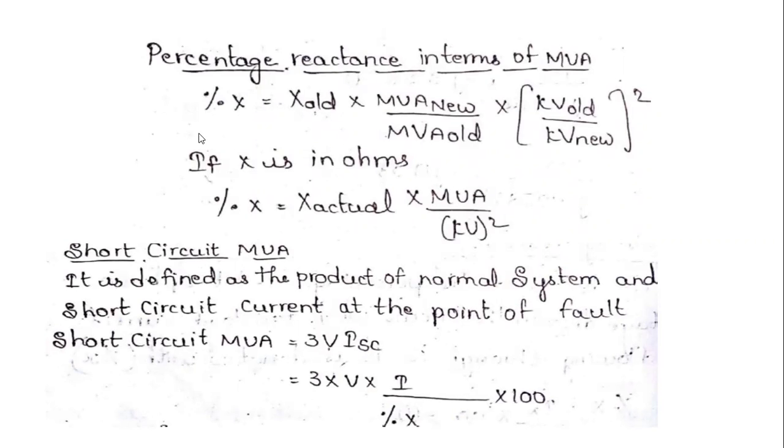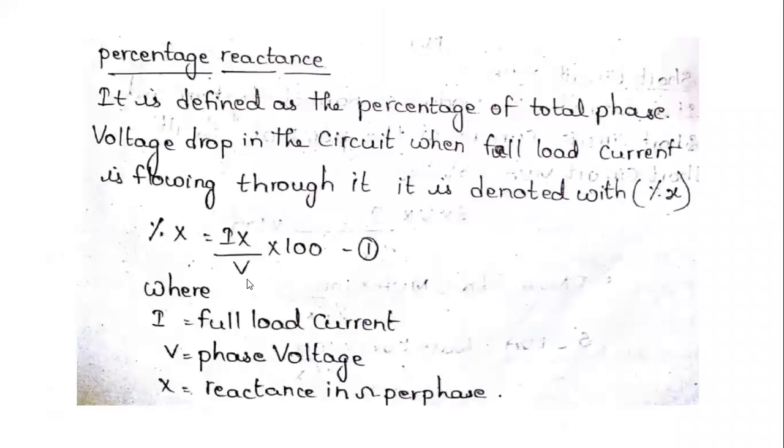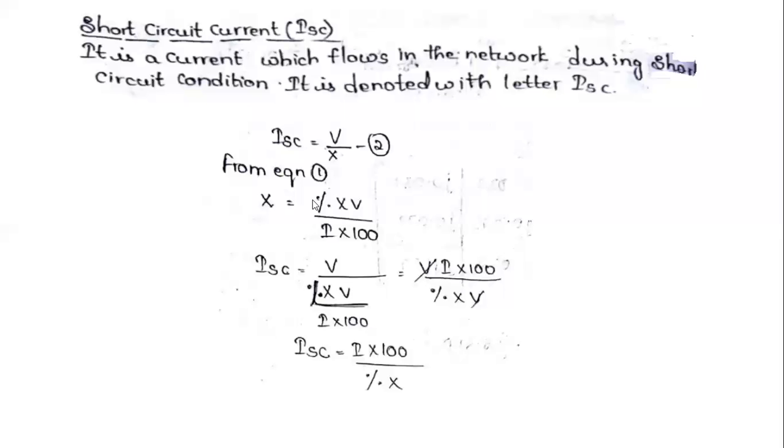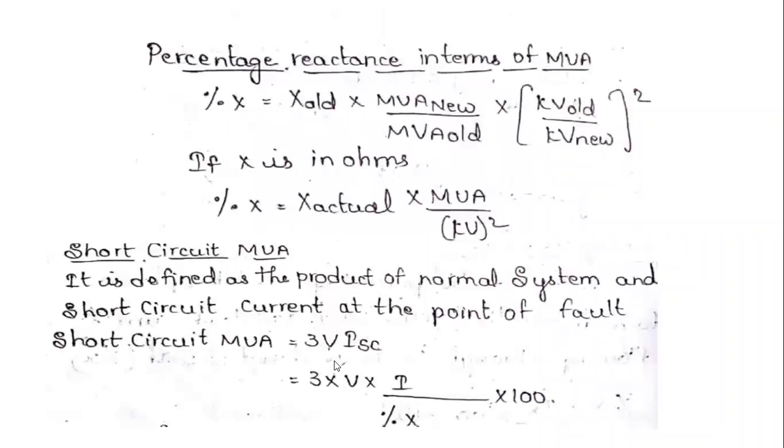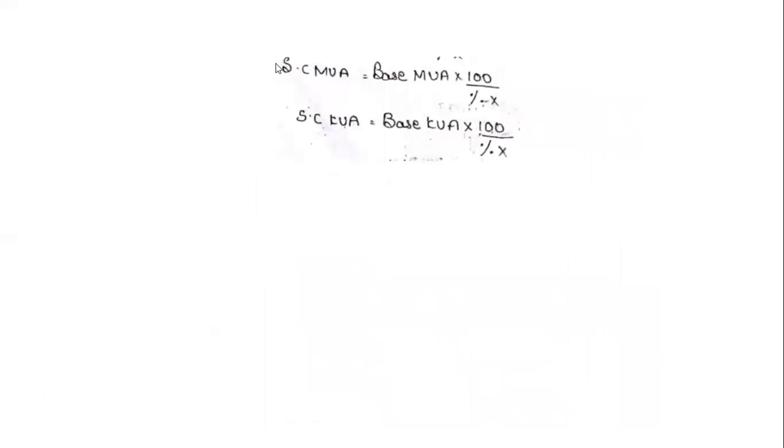Remember those formulas: the percentage reactance formula, and the short circuit current and percentage reactance. How we calculate the percentage reactance when X is in per unit values, and when X is in ohms. And this is the short circuit MVA, and this is the short circuit KVA formula.